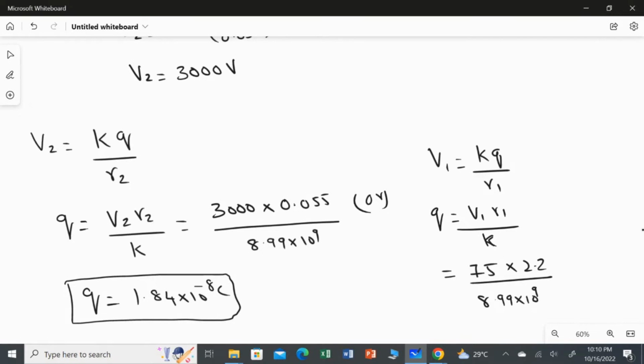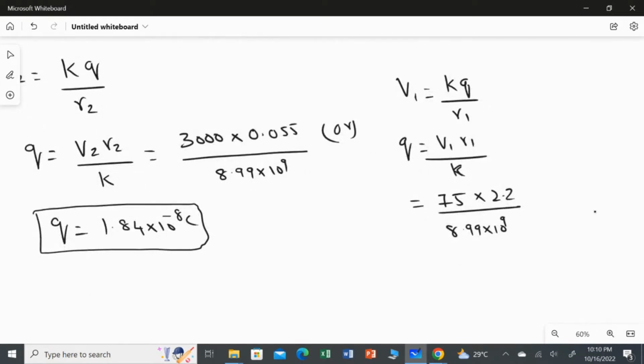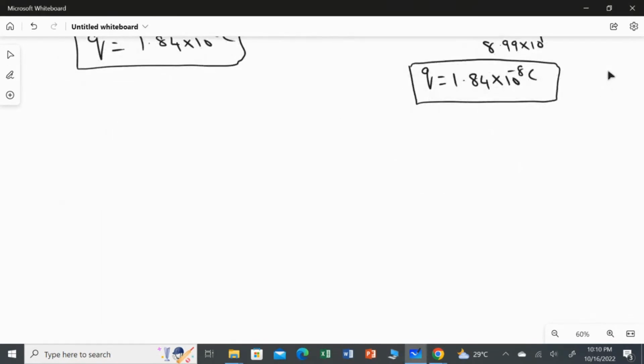Let's see what is the answer. 75 multiplied by 2.2 divided by 8.99 times 10 to the power of 9. Exactly, I got 1.84 times 10 to the power of minus 8 coulombs. See the answer? Both are exactly the same. Understand? So if you use the first one or second one, the answer will be the same. Now I am going to find the answer for the B part.